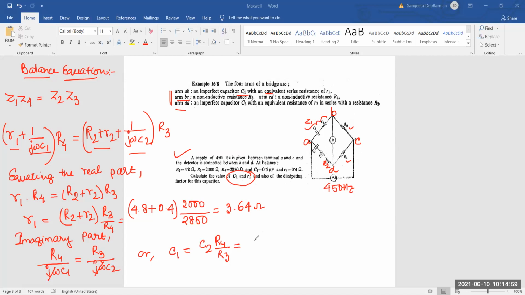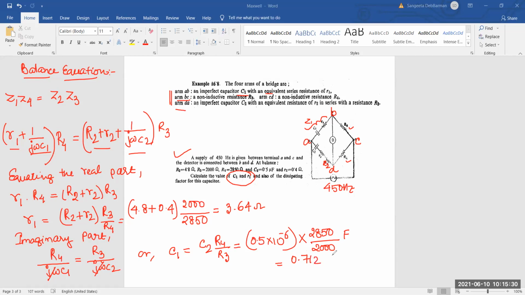Okay, so you can put the values. You know what C2 is? C2 is 0.5 into 10 to the power minus 6. This has to be multiplied with R4, that is 2850, divided by R3, which is 2000. So tell me the answer. It is in farad, so you have to find the value in microfarad. So 0.7125. Okay, correct.